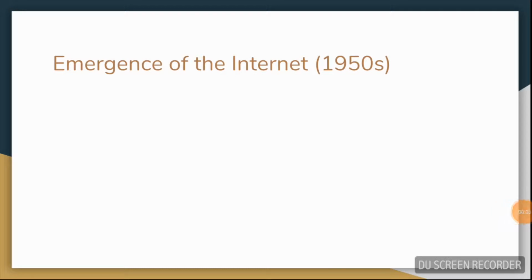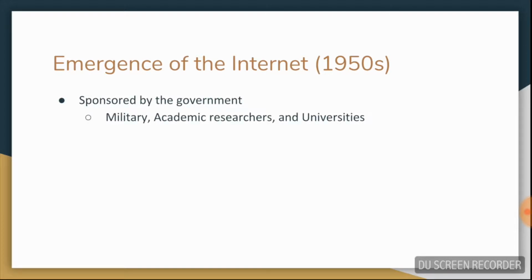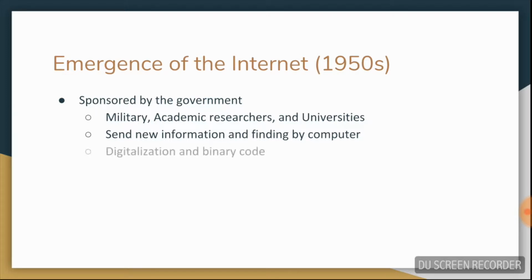The emergence of the Internet, also known as the Information Highway, was created in the 1950s and was sponsored by the government so that the military and academic researchers and universities could send new information and findings by computer. The way in which pictures and text were sent was through digitalization, in which an image or text was transformed into a combination of zeros and ones called binary code, and are then transmitted and decoded by the receiving computer.